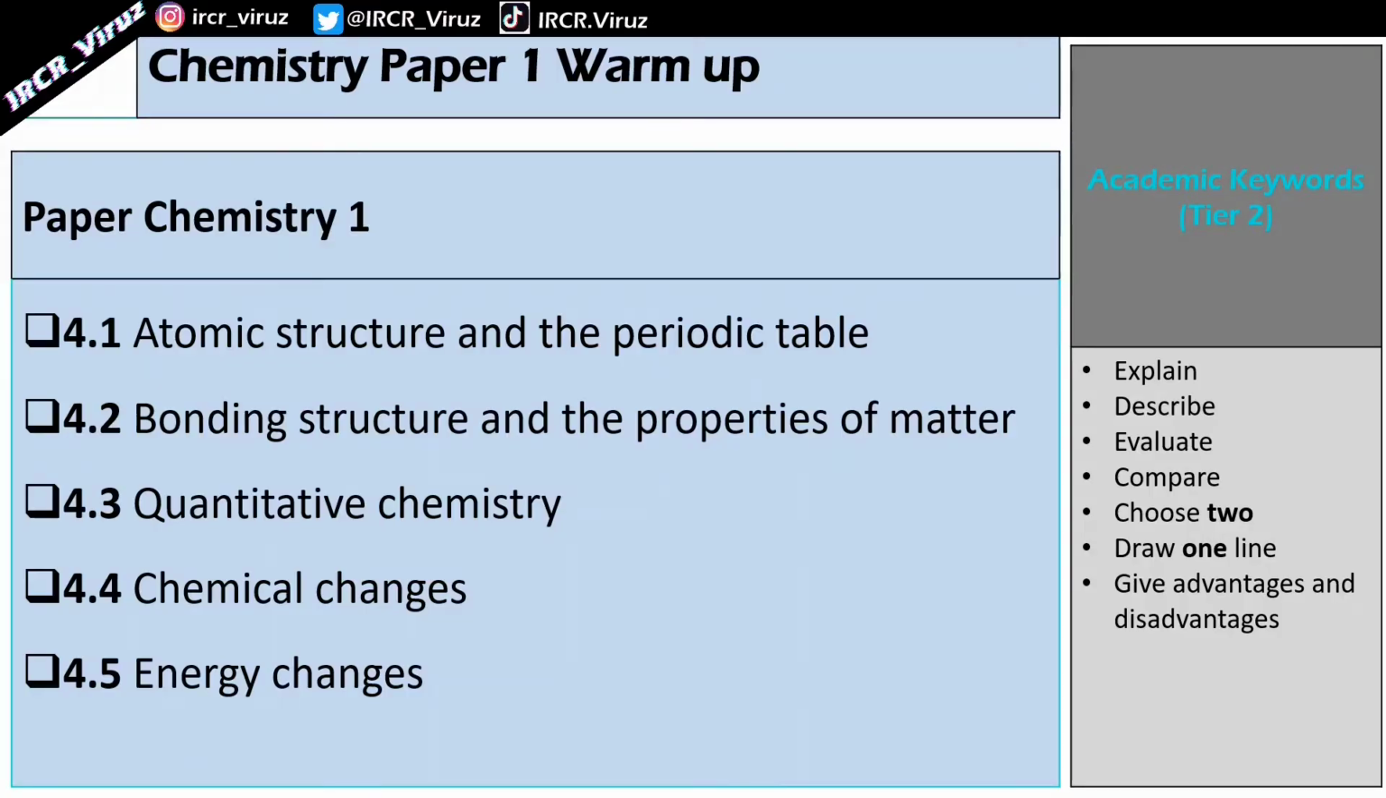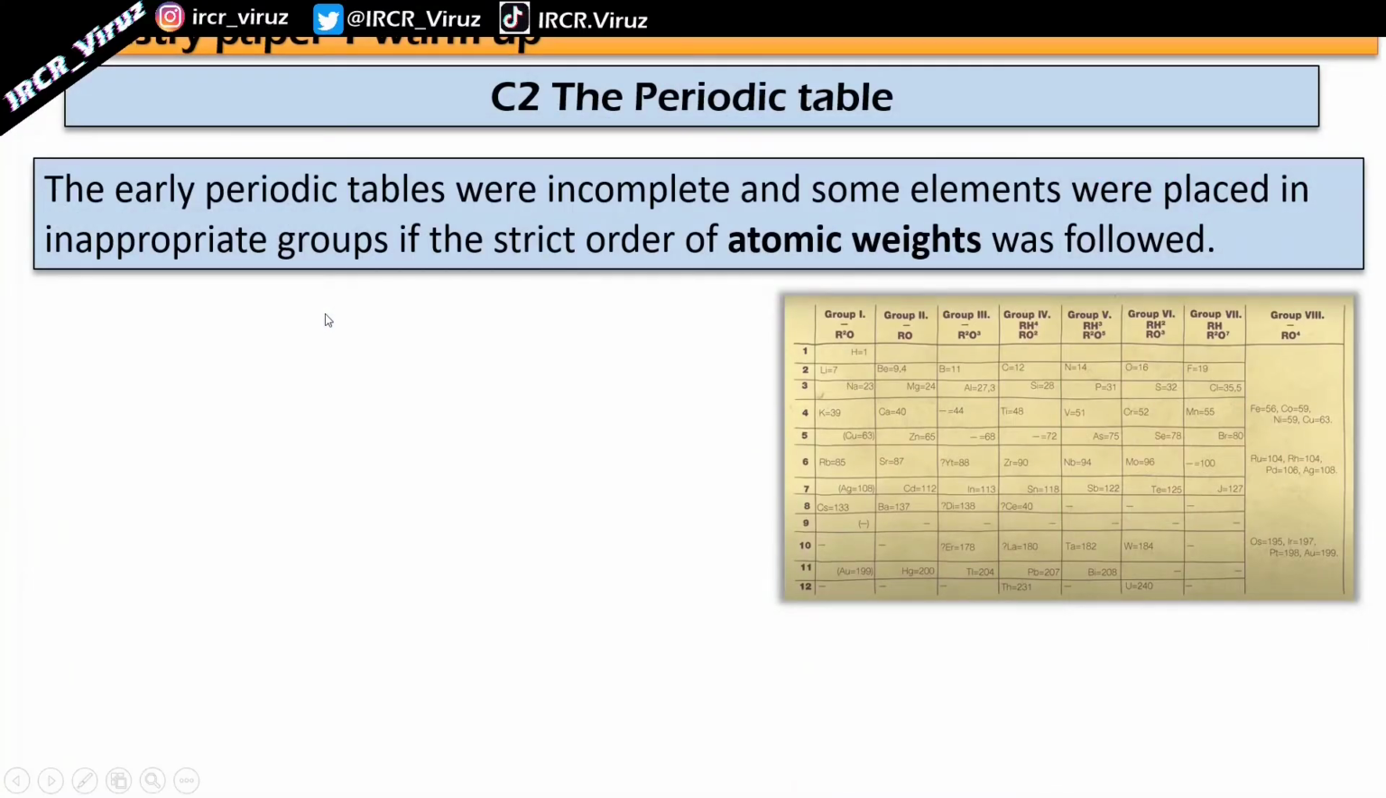Okay, so we're still going to be looking at the paper 1 warm-up PowerPoint, and we're going to be looking at 4.1 atomic structure and the periodic table, but this time we're going to be looking at C2 in the Carbon book, which is the periodic table.